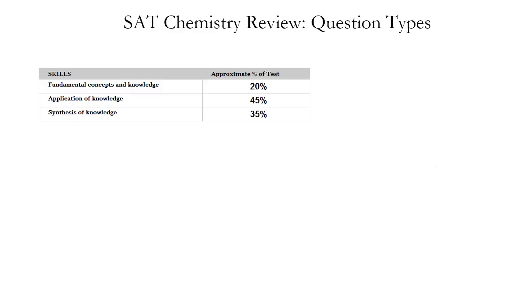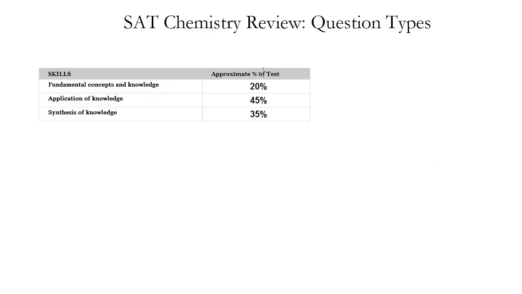So let's talk about the different question types that you're going to see in the SAT subject test in chemistry. In the next three videos, I'm going to go into some more detail on the three, but I just want to use this video to introduce them. So there are three major categories that they try to test you on in terms of what you need to know and what you need to be able to do in order to succeed.